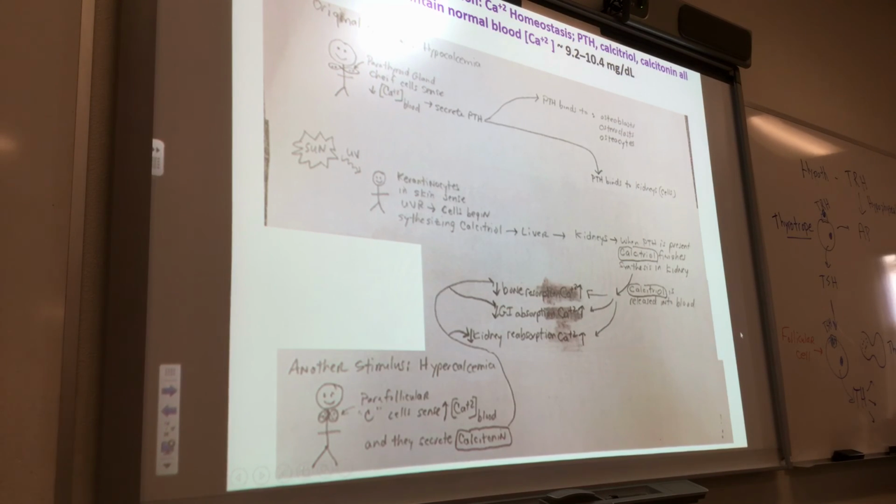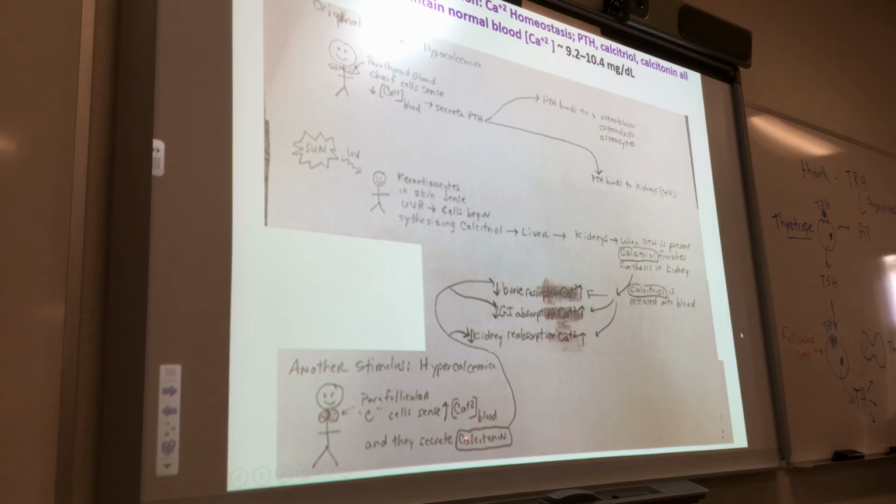Around the follicle of the thyroid gland. Yeah, around the follicle of the thyroid gland. They have little calcium meters on them too. They sense when calcium is high. When calcium is high, they secrete calcitonin.